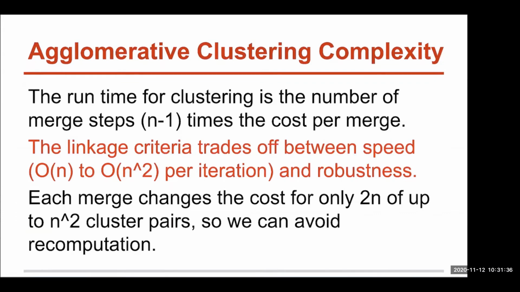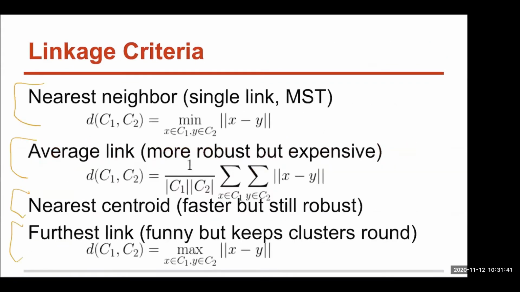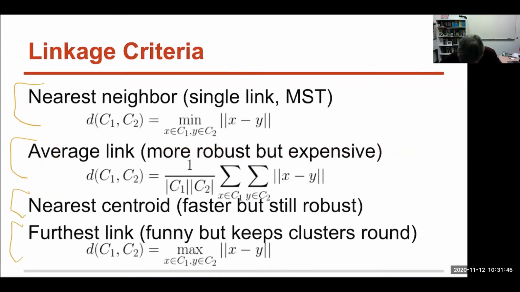For agglomerative clustering, we have something like nearest neighbor, right? How do you do nearest neighbor for clusters of points? Well, that's kind of what these criteria are.